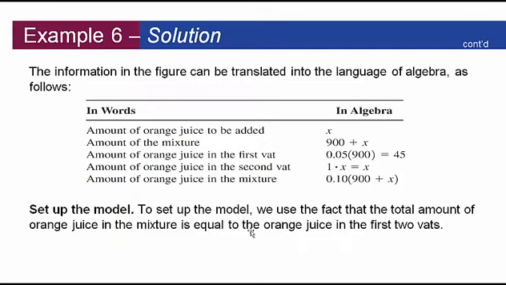So we have all this stuff, right? X is how much is added. 900 plus X is the amount of the total mixture at the end. 0.05 times 900 equals 45. That's how much juice we had, right? X is how much pure juice we added. In the end, we need 10% total juice, right? So we need 10% of the total mixture, which is going to be 90 plus 10% of X. If we actually do this math, 10% of 900 is 90, 90 plus 10% X.